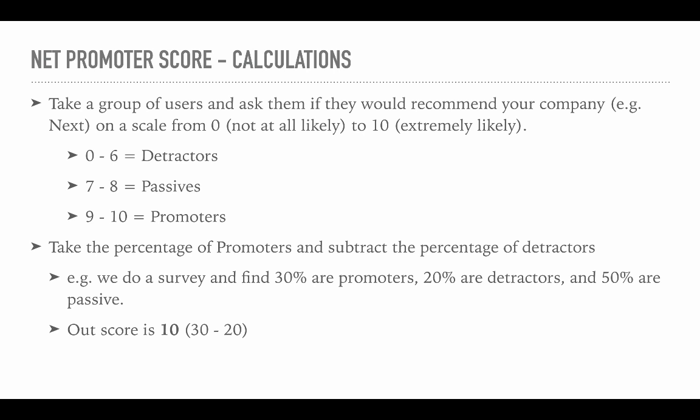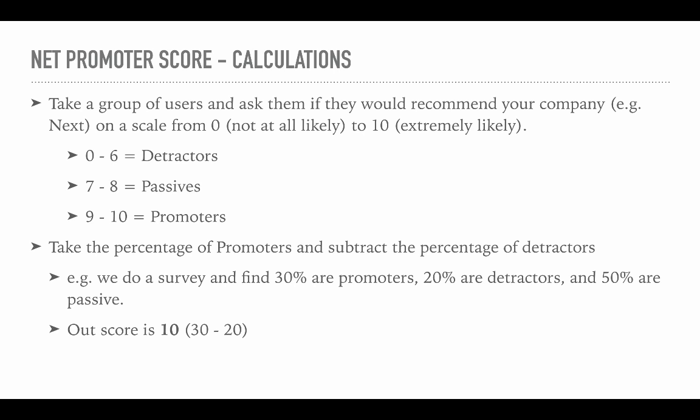So if we had 30% of people were promoters, so they're going, oh yeah, I really love this brand. 20% are, oh god, I really hate it. And 50% are, it is there. They're passives. Then we'd say 30 minus 20, giving us a score of 10. So promoters minus detractors equals score. Now, in this case, the company is 10. That's not particularly high. And what we can do is maybe do this every single month, and we can see how a Net Promoter Score is changing over time.